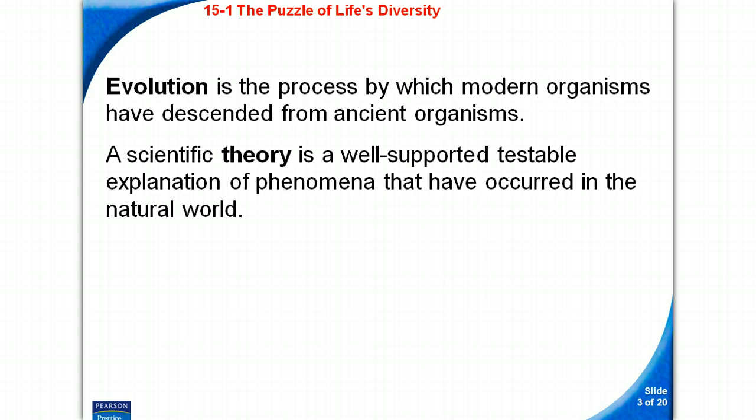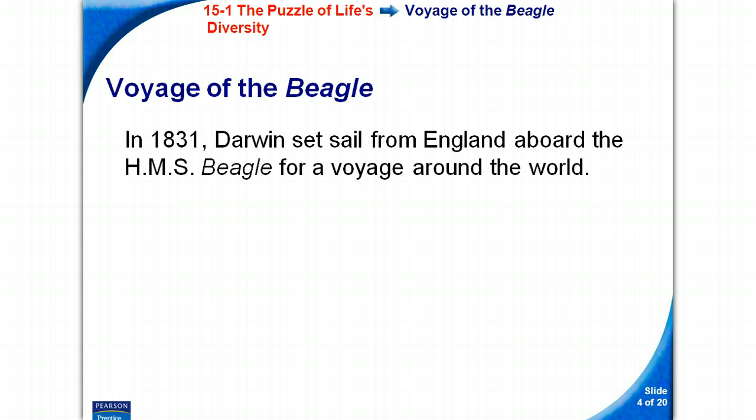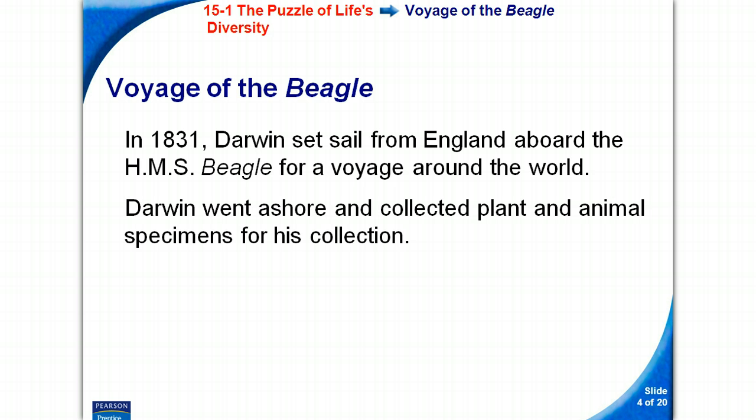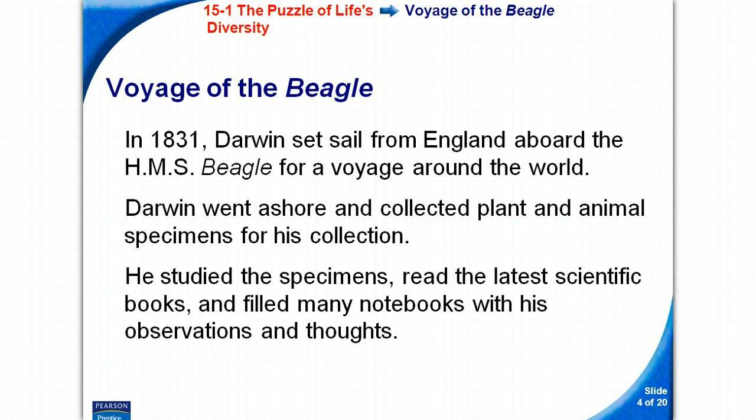A scientific theory is a well-supported, testable explanation of phenomena that have occurred in the natural world. Voyage of the Beagle. In 1831, Darwin set sail from England aboard the HMS Beagle for a voyage around the world. Darwin went ashore and collected plant and animal specimens for his collection. He studied the specimens, read the latest scientific books, and filled many textbooks with his observations and thoughts.